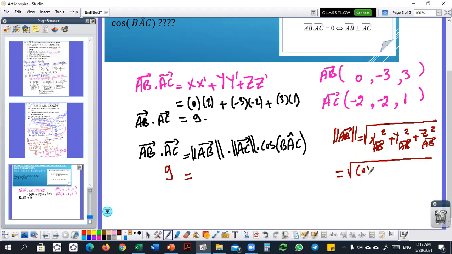0 squared plus minus 3 squared plus 3 squared. You can do it in the calculator or directly calculate it, and it comes out 3 radical 2. So the first one is 3 radical 2.